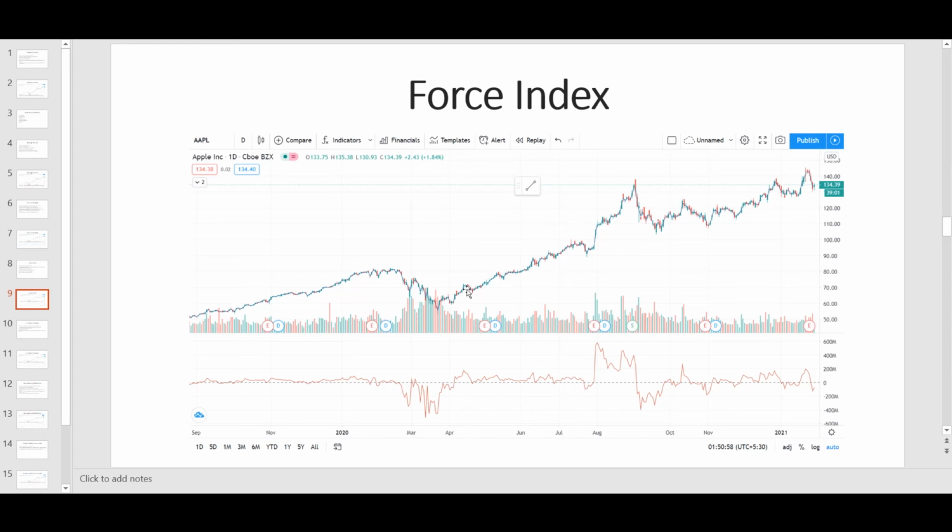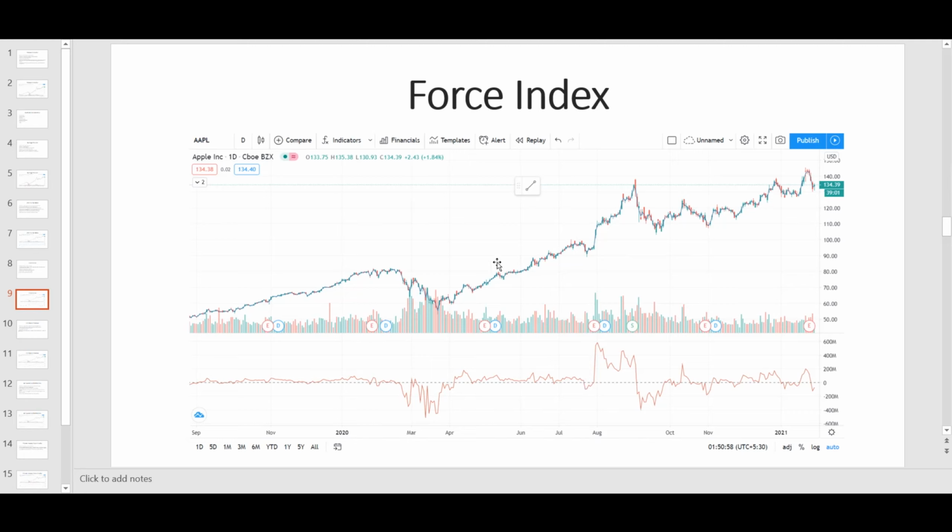So you can continue with the stock. If you bought a stock here, and there are no major changes in the force index, what that means is you can continue holding the stock. Here you can see there's a small false breakout.